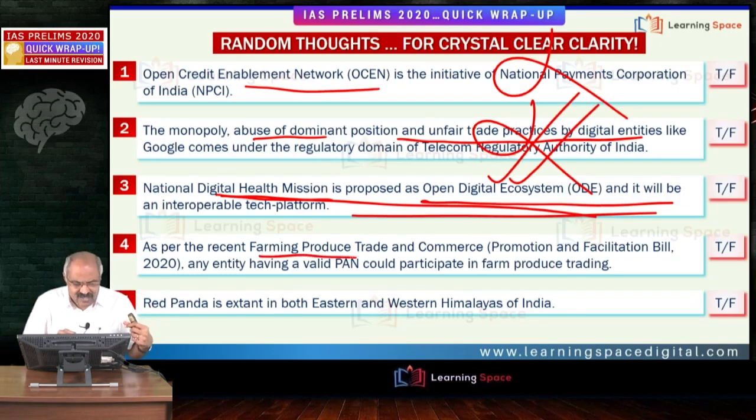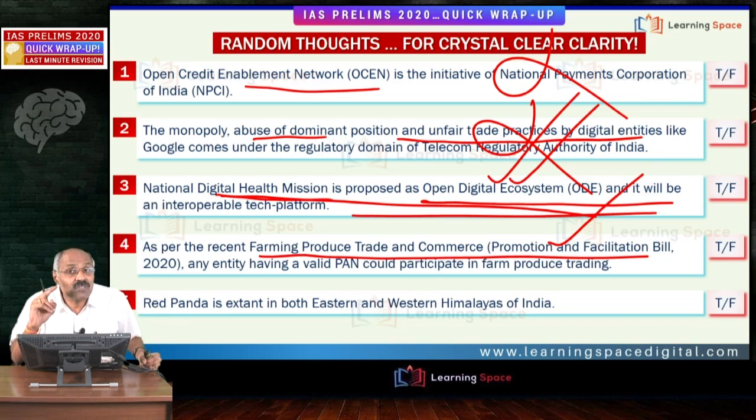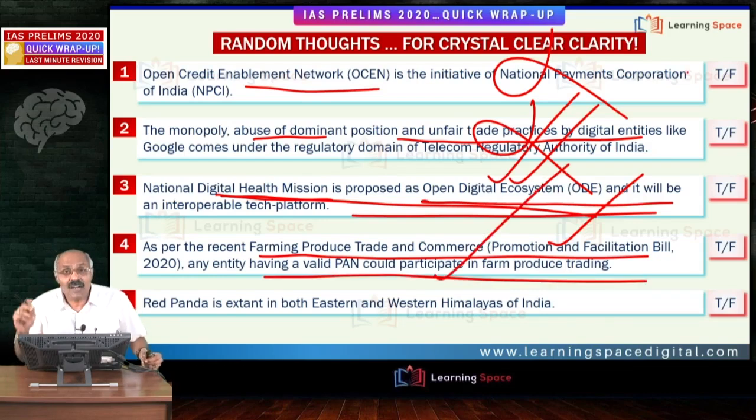Next is, as per the recent Farming Produce Trade and Commerce Bill, that means initially it came as an ordinance, now it is passed by the parliament, most of you are well aware. And here, for doing trading of agricultural produce, two things I would like to tell you. First one is, no license is required. Second is, farmers can sell from the farm gate. Farmers can sell from the warehouse directly. They need not take it to the mandi. Next point is, here any entity having a valid bond could participate in the farm produce trading. The point I would like to tell you is, no license is required.